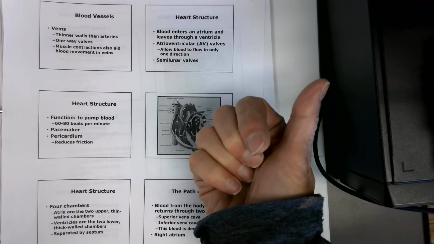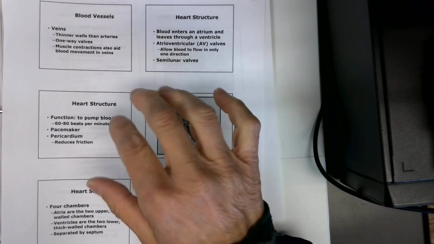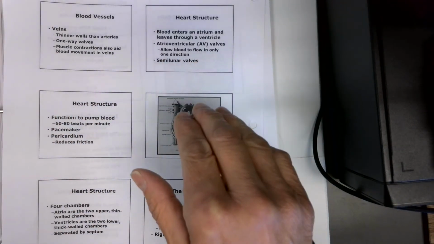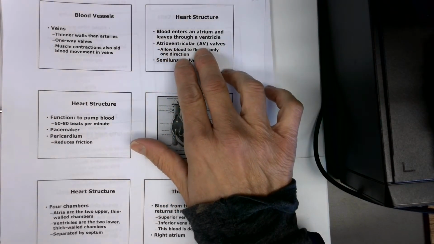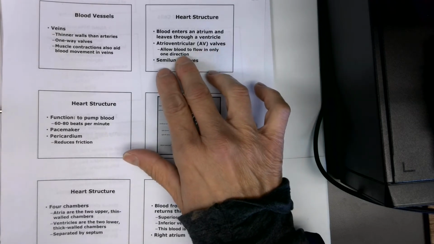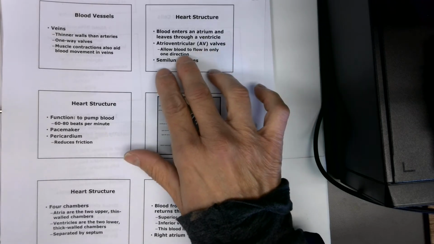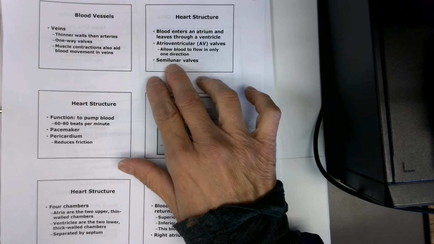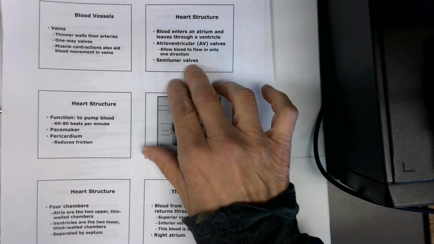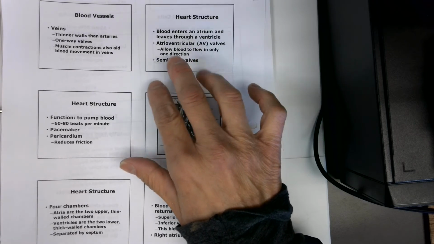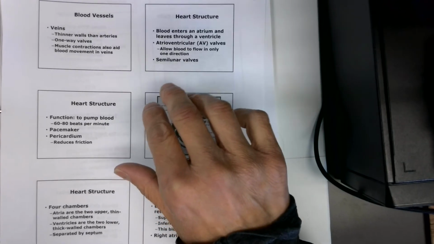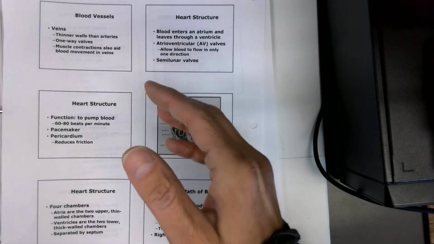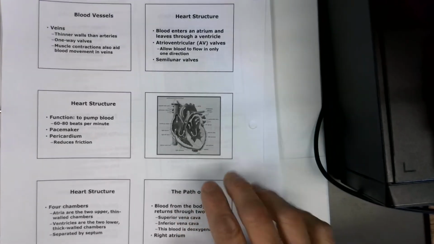It may be the right side, it may be the left side, just depends on where the blood's been coming from. We have atrioventricular or AV valves that are going to allow the blood to flow in only one direction. We have semilunar valves, which are going to keep the blood out once it leaves, so it can't re-enter and come back in again, the wrong direction.